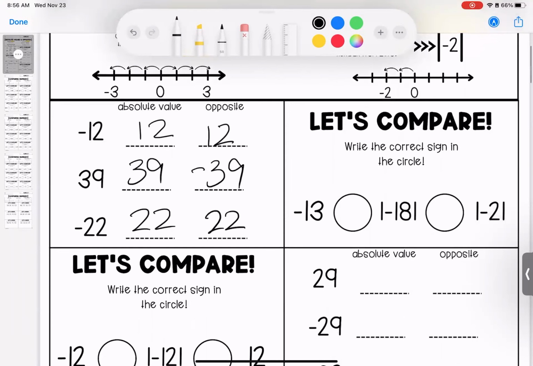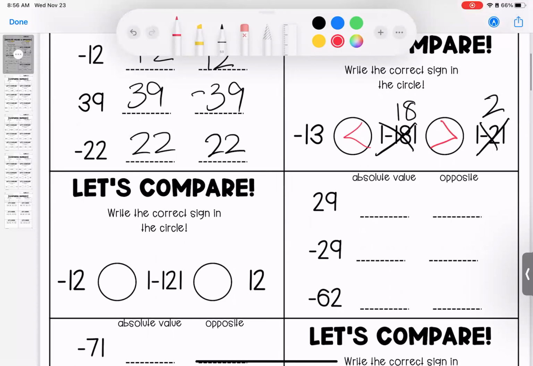Let's compare. -13, the absolute value, change these so you know what you're actually comparing. -13 is going to be less than 18. 18 is going to be greater than 2. Cross it out. Make sure you know what you're comparing. -12 is less than 12. 12 is equal to 12.